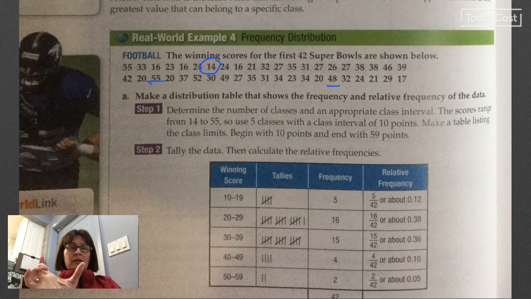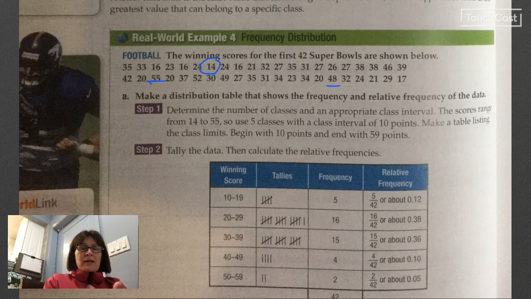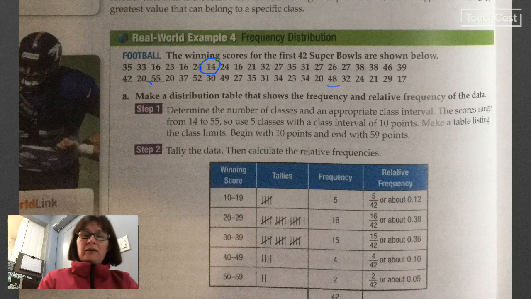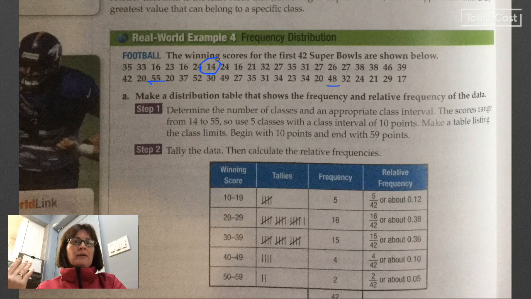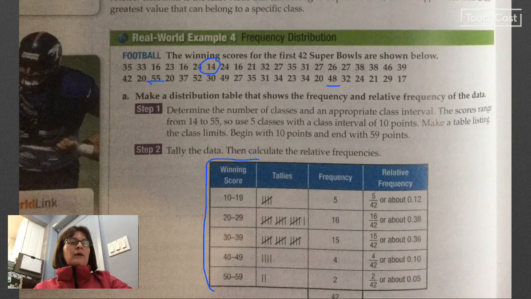I'm not saying that every bucket in every frequency table you make is going to have a width of 10, but sometimes it makes sense because we think about numbers like that, because of our base 10 system, right? So here's what I would do. I would make this chart and list these buckets.